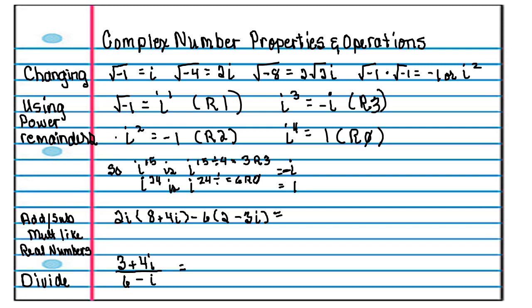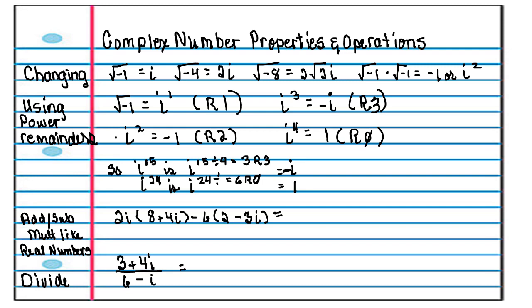Square root of -4: the square root of 4 is 2, and that negative says i. Square root of -8: the square root of 8 is 2 square root 2, simplified, and the negative says i. The two big ones that we use with complex numbers are the square root of -1, or i, and i squared, which is -1, because a radical times a radical always equals the number underneath the radical.